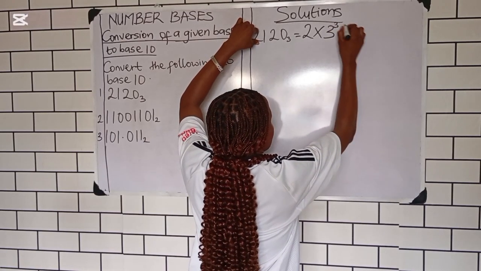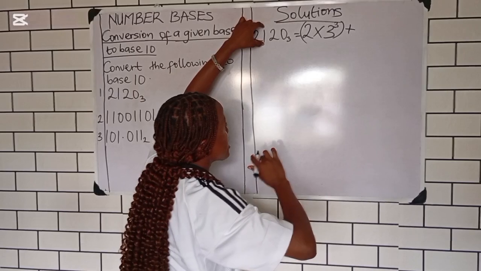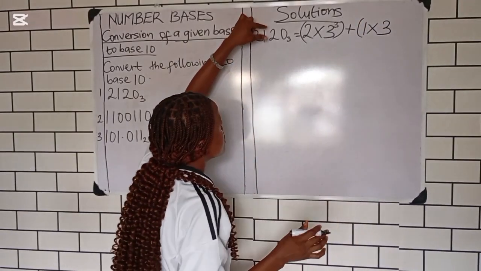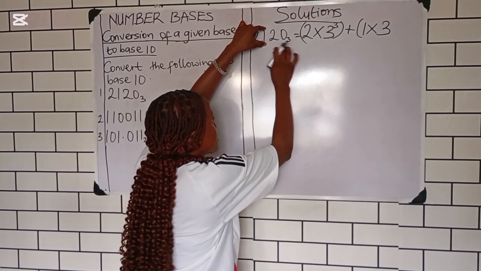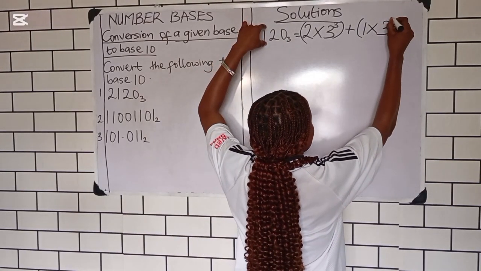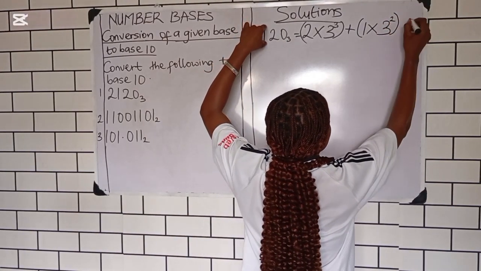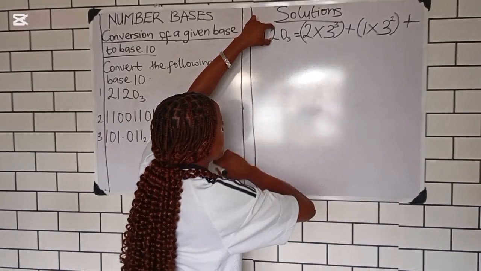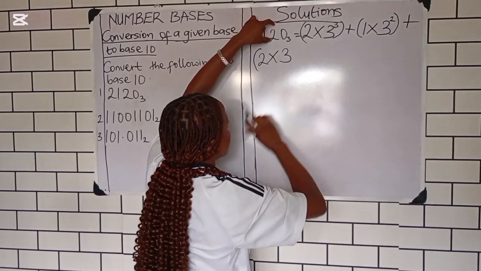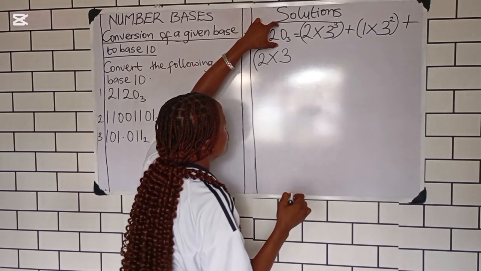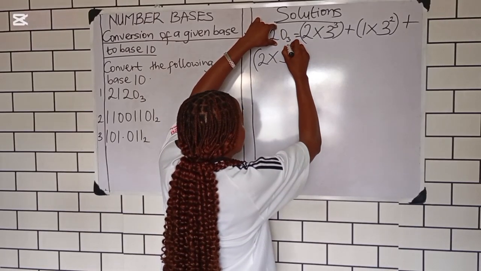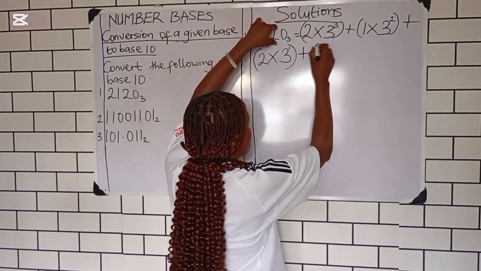Plus, you can put them in bracket. The second number here is 1. Open bracket, 1 times 3 raised to power what? Now you remove this 1 here, count the remaining numbers at the back of 1, which is 1, 2. Therefore, the power of 3 here should be 2. You write 2, close bracket, plus the next one is 2. You open your bracket, you have 2 times 3 raised to power. The remaining number at the back of this 2 here is just one digit. You have your 3 raised to power 1, bracket.